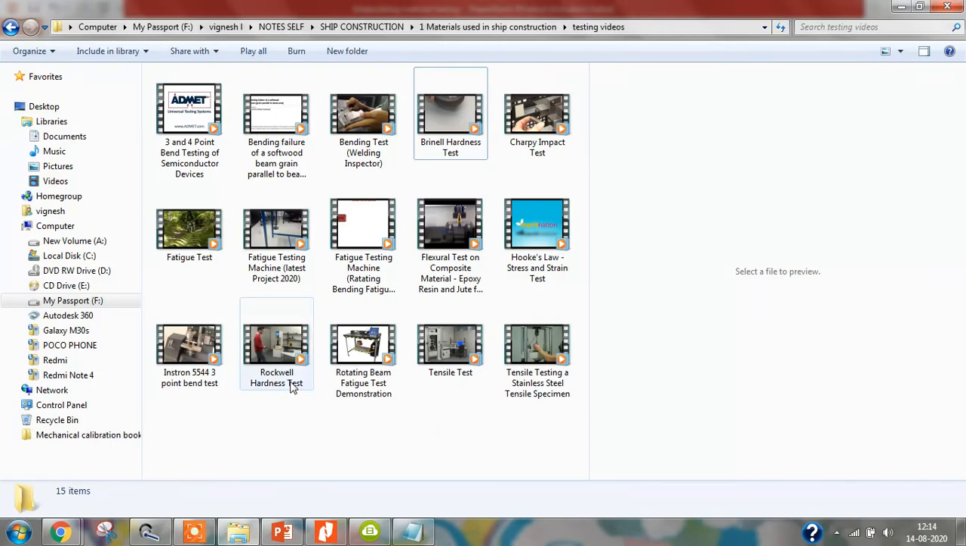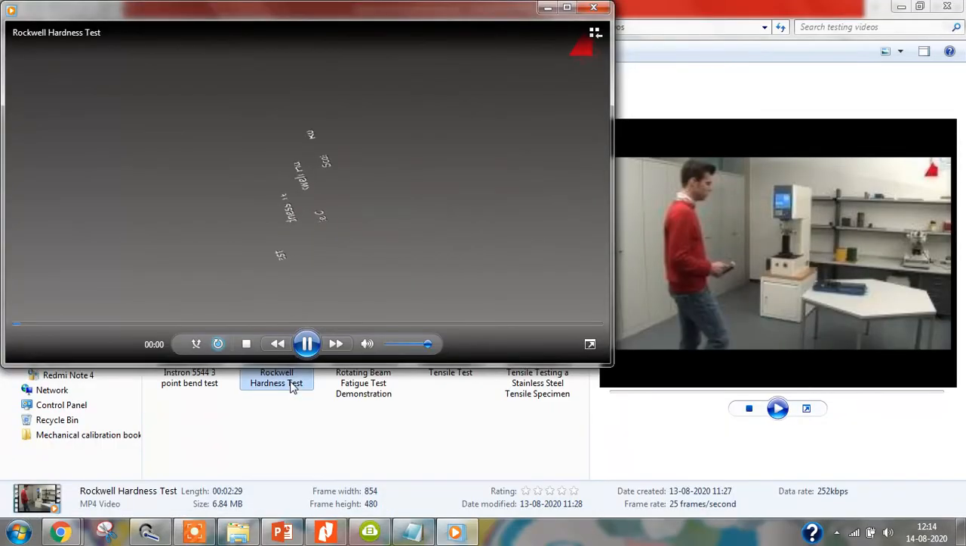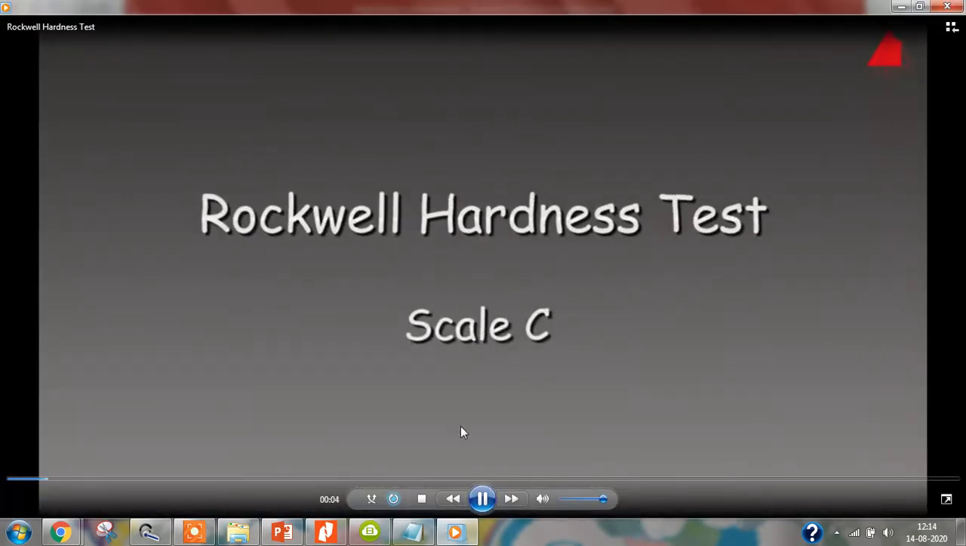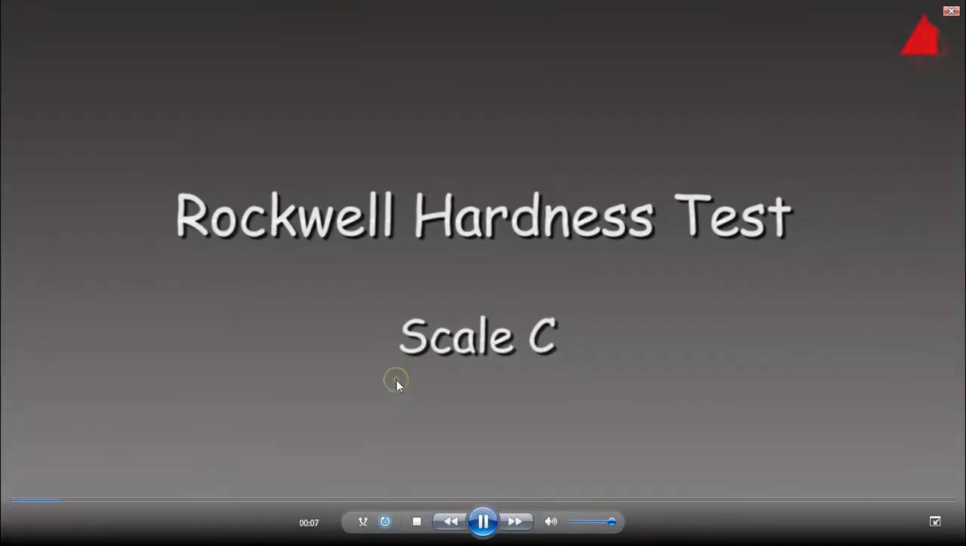Next, in Rockwell hardness, we are going to do the same process, but we are going to use a diamond cone or even a small cylindrical, spherical cone, and we are going to measure the depth of indentation, not the surface area. Rockwell hardness test, scale C.